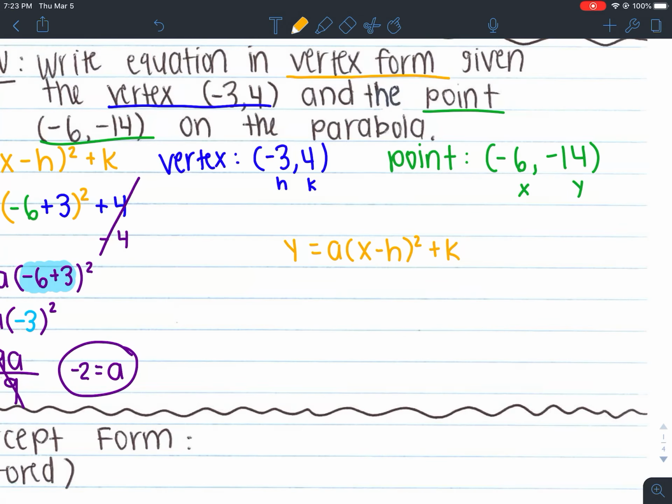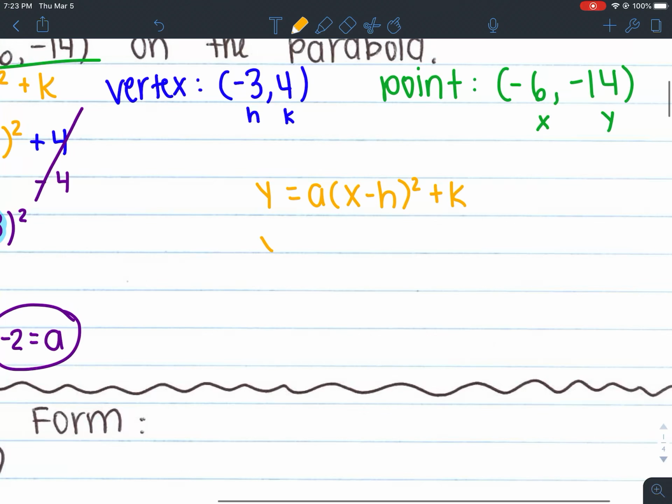Okay, well, when I write my final equation in vertex form, I want to plug in my a and my vertex. I want to keep x and y in the equation because every equation of a quadratic needs an independent and a dependent variable. They all need x and y. So I'm going to leave y empty, okay, and what is my a value? Well, my a value is -2.